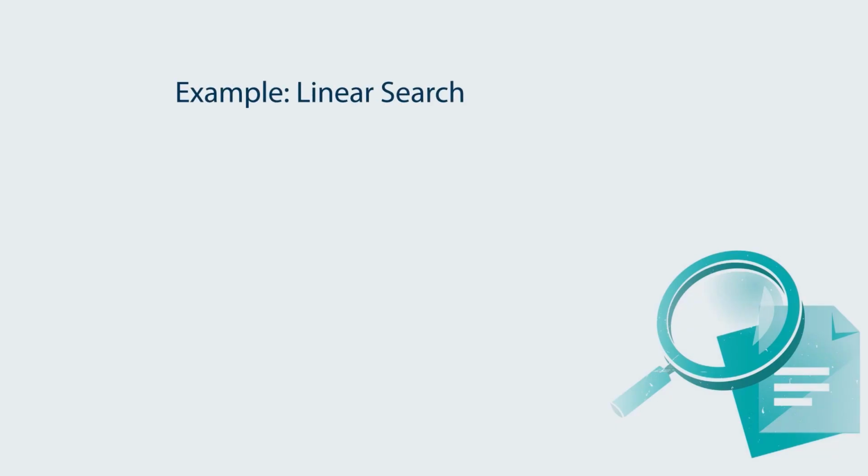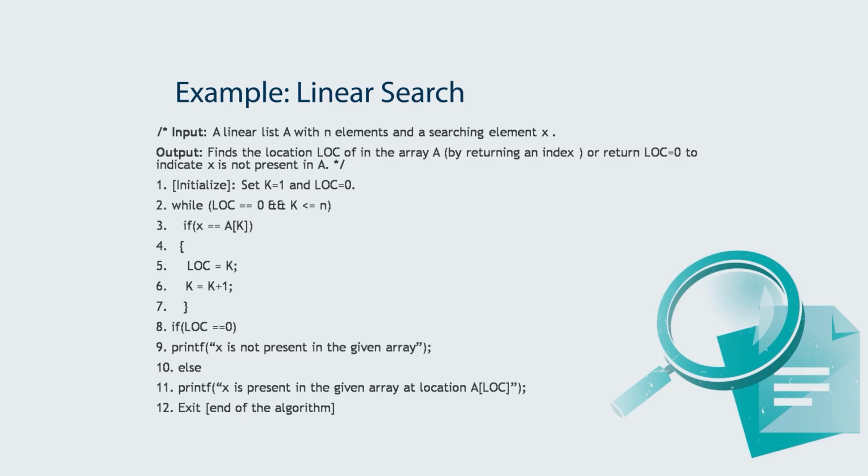Okay? So, here I am discussing the best case, worst case and average case. I have taken the example of linear search. Here the input is a linear list A with n elements and a searching element x. Okay? So, what should be the output?